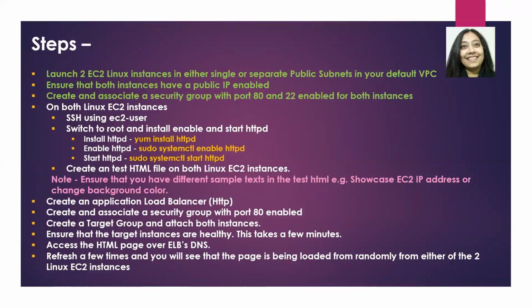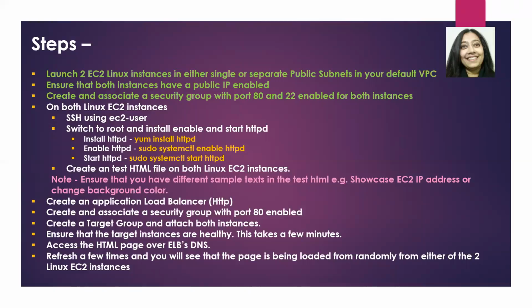After we have enabled and started our HTTPD, we will create a test HTML file on both these Linux EC2 instances. Now, for the test file that we will create, we need to ensure that there is some different sample text. For example, we can showcase the EC2 IP address or have a different background color. The reason is to differentiate, when we access this HTML file over our load balancer, which EC2 instance the file is being rendered from.